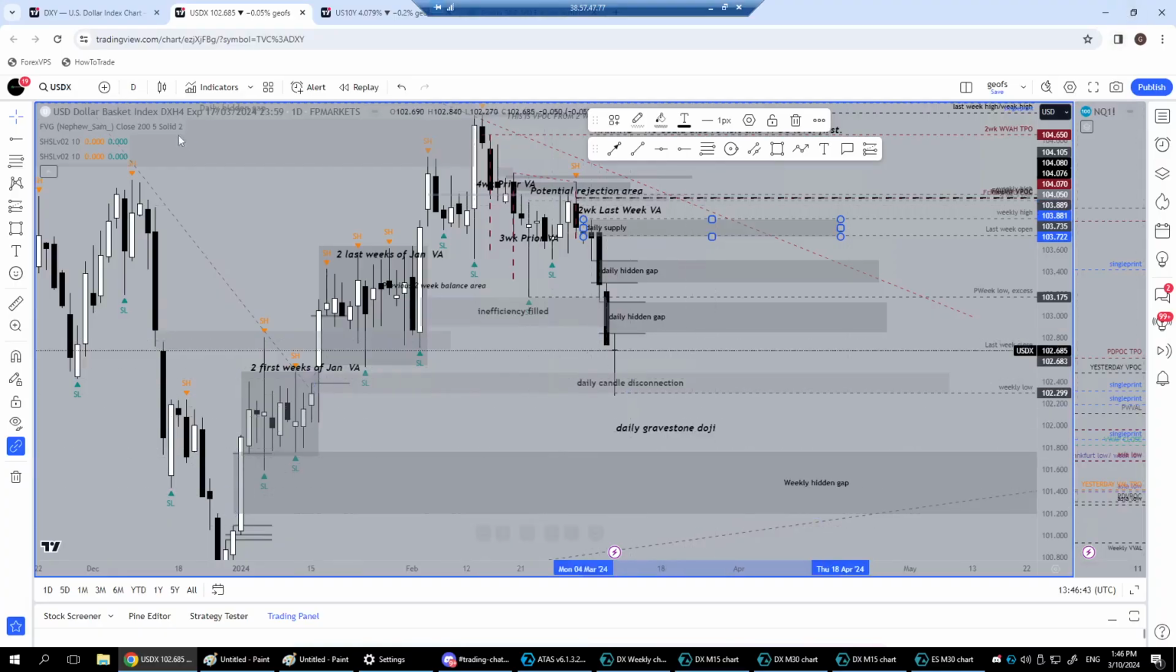So yeah, not much to really know on the daily. We've got this kind of disconnection between daily candle bodies, but it looks like it's been resolved. Same here. We noted that a couple of weeks ago, and it's now been resolved.